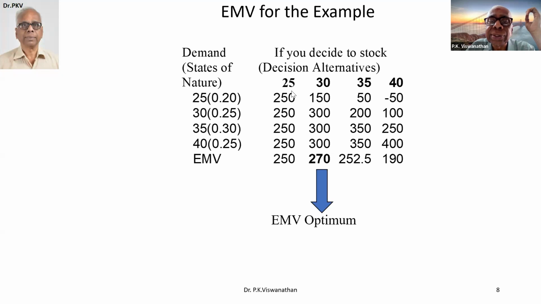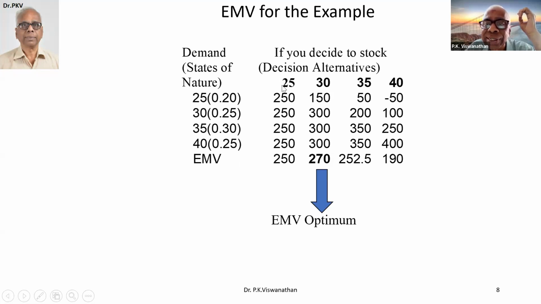What I'm trying to say is this 250, if you see here, occurs 20% of the time only because the demand is 25, right? So 0.2 into 250 plus 0.25 into 250 plus 0.3 into 250 plus 0.25 into 250. If I multiply with the probability and add, it is the expected monetary value. 150 into 0.2, 0.25 into 300, 0.3 into 300, 0.25 into 300. If you multiply and then add, you will get 270. This is the expected monetary value corresponding to 30 dozens.